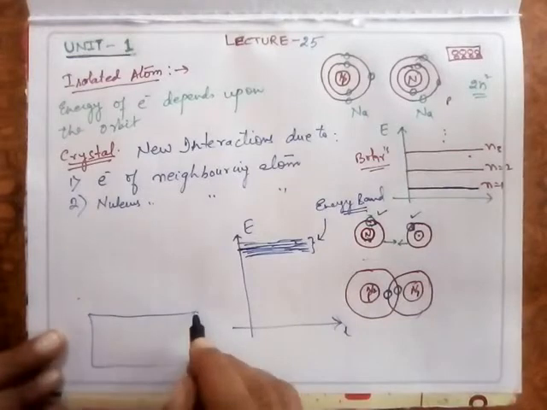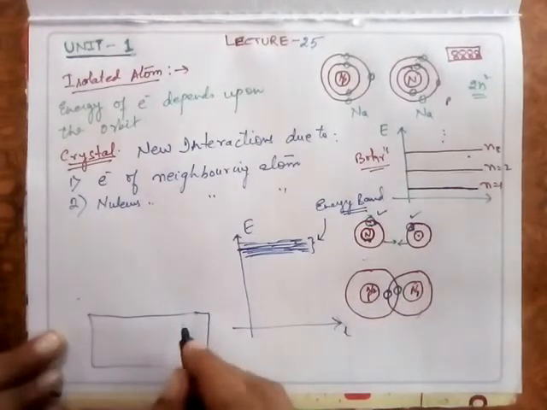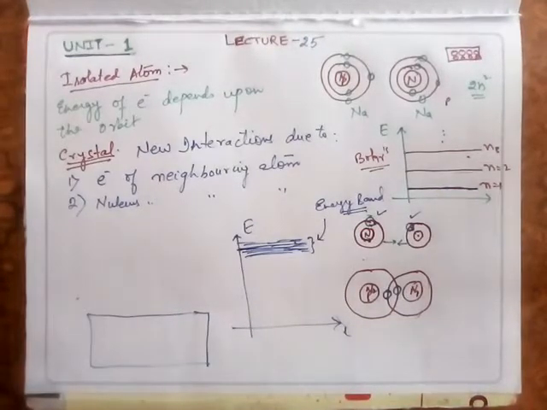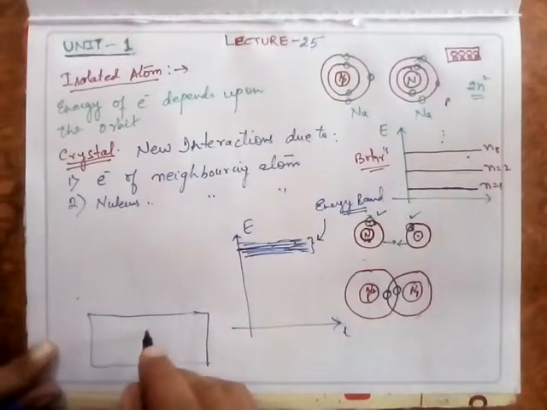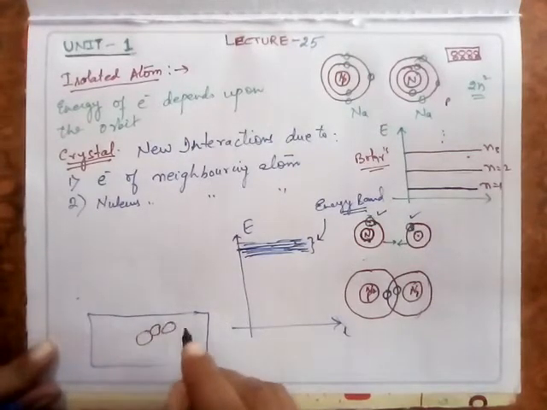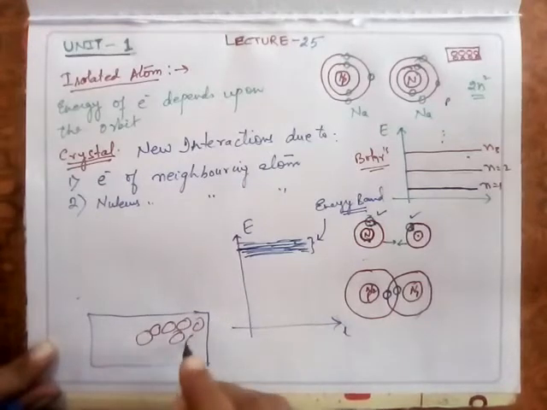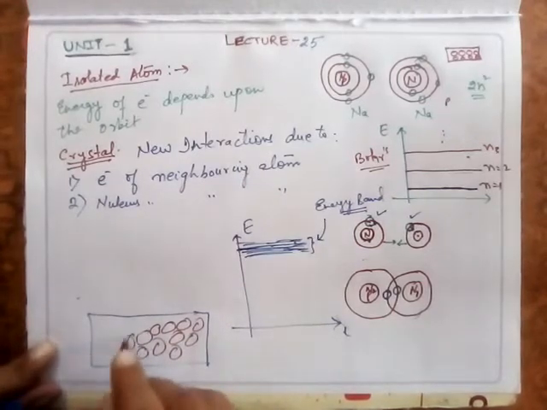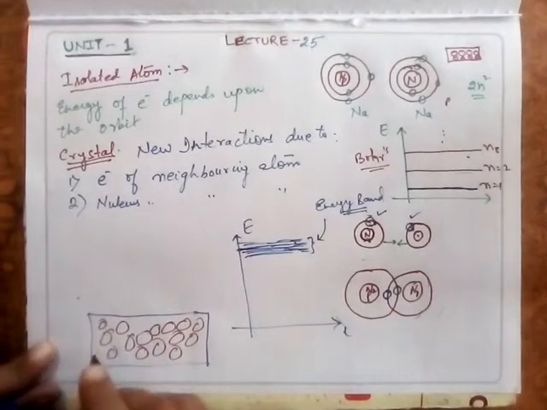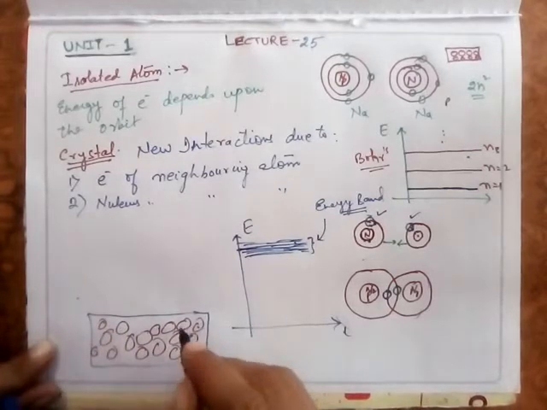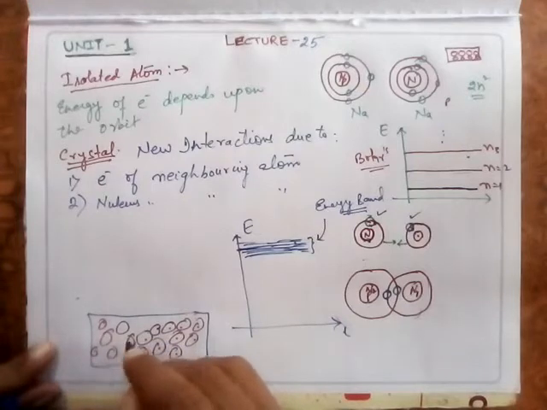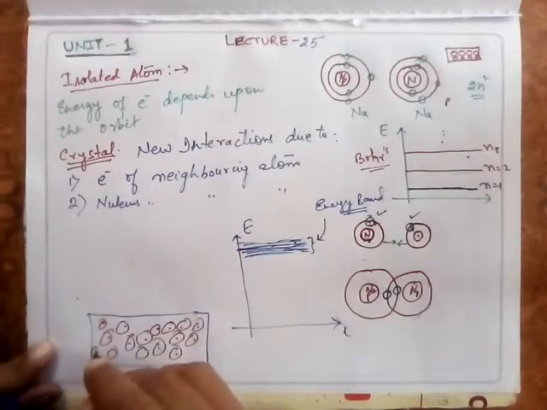Suppose there is a crystal here, and this crystal is formed by various atoms. One atom is this, another is this, another is this, and so on. These are various atoms, and they all have a nucleus. I am showing the nucleus by a dot.